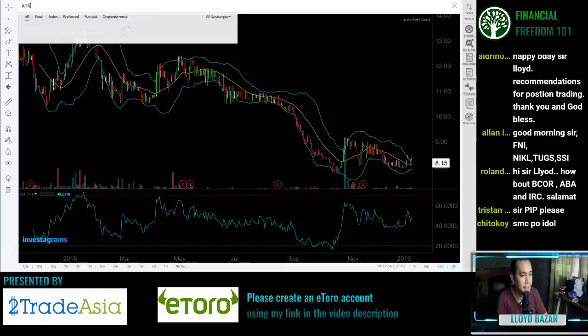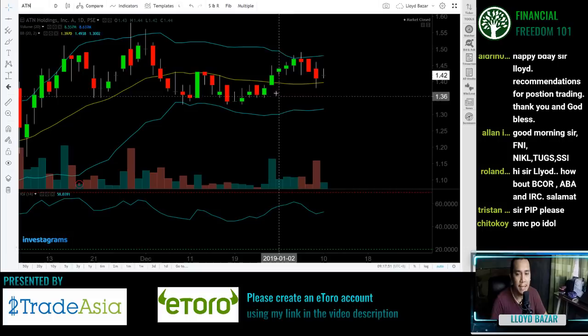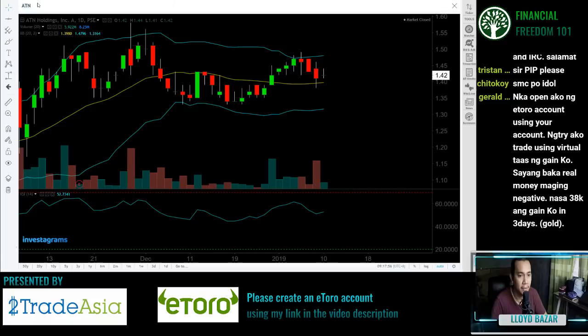ATN, SMC, we talked about SMC. Pwede nang bilhin si SMC. ATN, pullback to MA20 and it has good price action already. Use MA20 as your support for your entry on ATN.